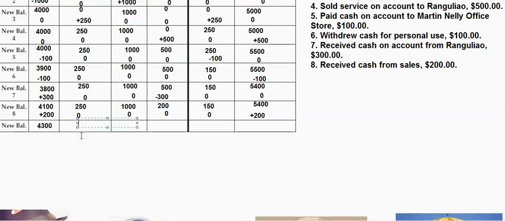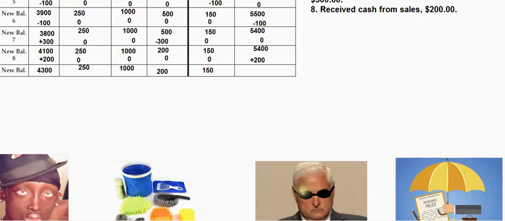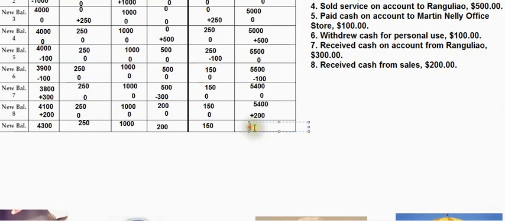And here you have 250. Here you have 1,000. Here you have 200. And 150 you owe to this guy right here. And then here you have 5,600.